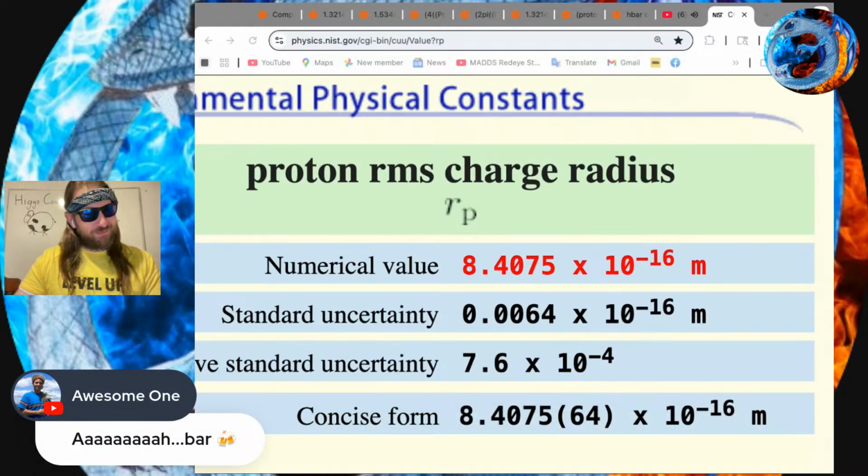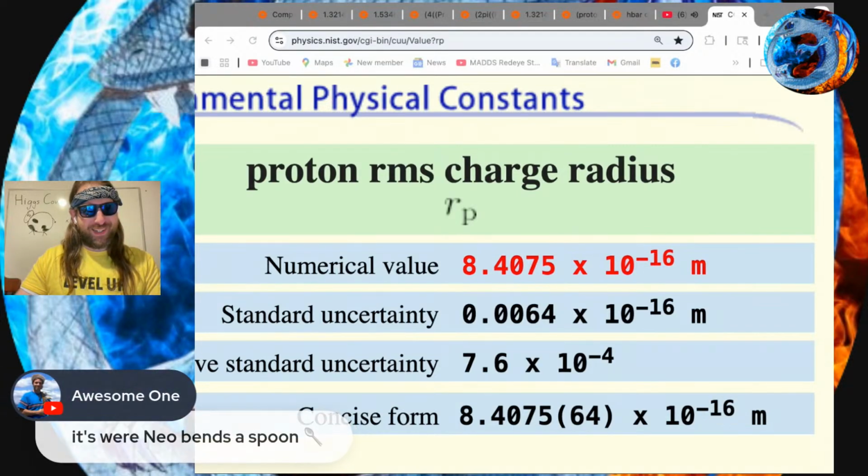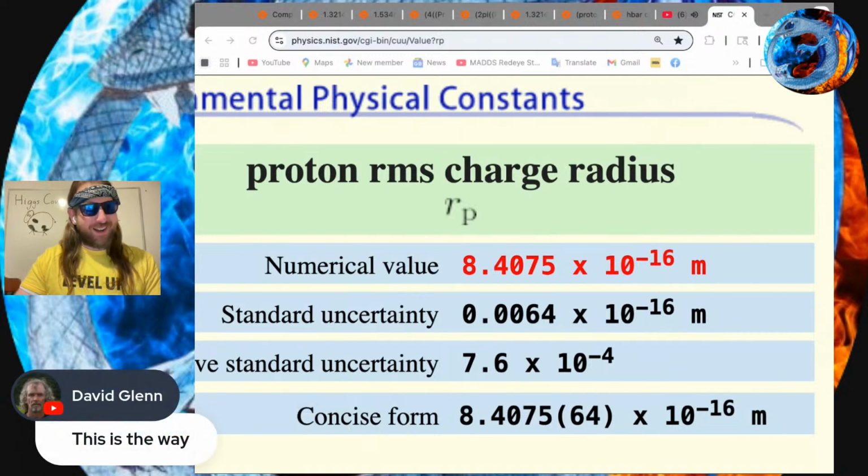Bar, yes. What's the neoclassical radius? Oh, that might be very interesting. Oh, where Neo bends the spoon. Well, I don't know if this is the way, David. This is just how I struggle through things.